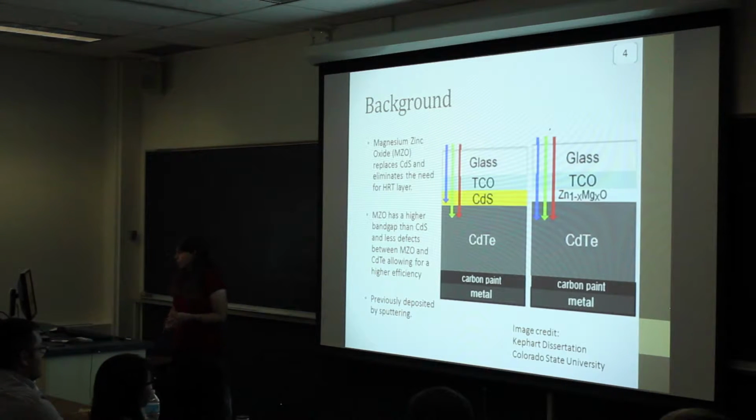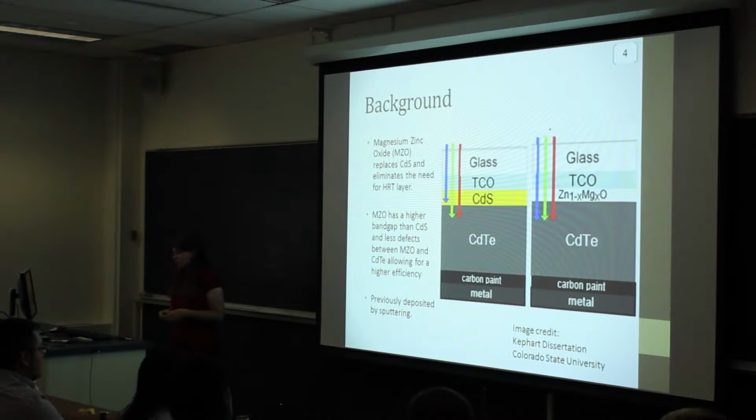So what we want to do is, instead of using cadmium sulfide, use magnesium zinc oxide as the window layer, and that will also eliminate the need for a highly resistive layer. Another group has done this before, and they've noticed that magnesium zinc oxide will have a higher efficiency when put into the full solar cell. Previously they deposited the film by sputtering, and we chose to use ALD.